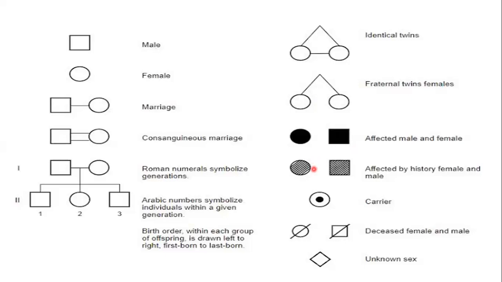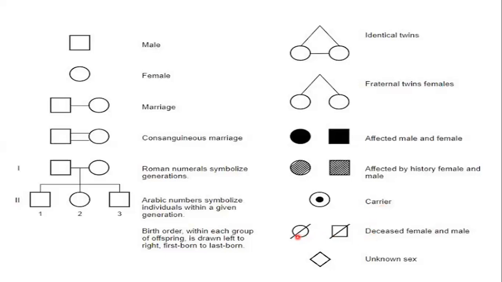Then here is a symbol of a circle and a square with various lines, which indicates that the male and female are affected by history, meaning the disease is present in previous generations. Then here is a symbol of a circle with a dot, indicating the carrier female. A carrier female means that the female herself is not affected with the disease, but she has the ability to pass the disease to the next generation because she carries an affected allele. Carrier males or females are only present in the case of recessive disorders.